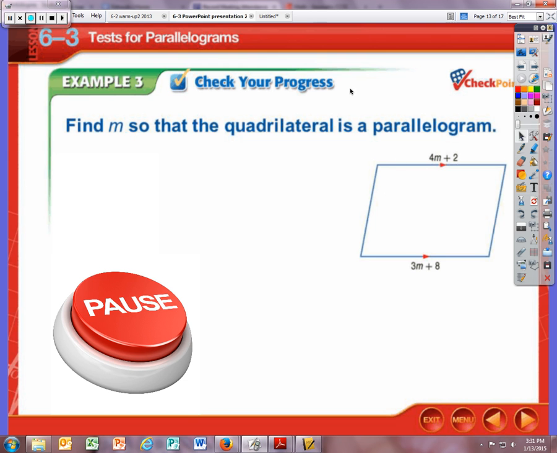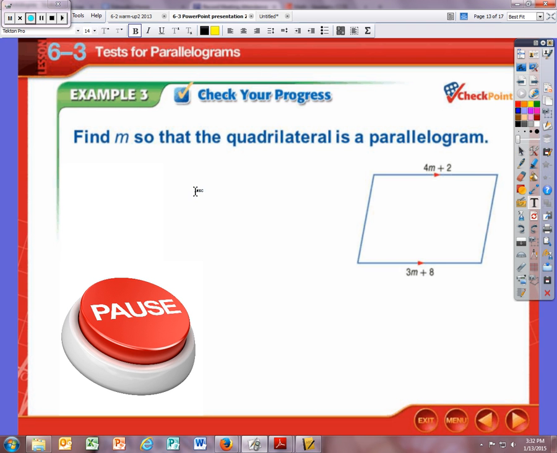Alright, so this is that example where we have one pair of opposite sides that's parallel. We also want that pair of sides to be congruent, so you need to set these measures equal. So we're going to have 4m plus 2 is equal to 3m plus 8, and you're going to subtract. The 3m from the 4m is going to just give you m, and then 8 minus 2 is 6, and you are done.